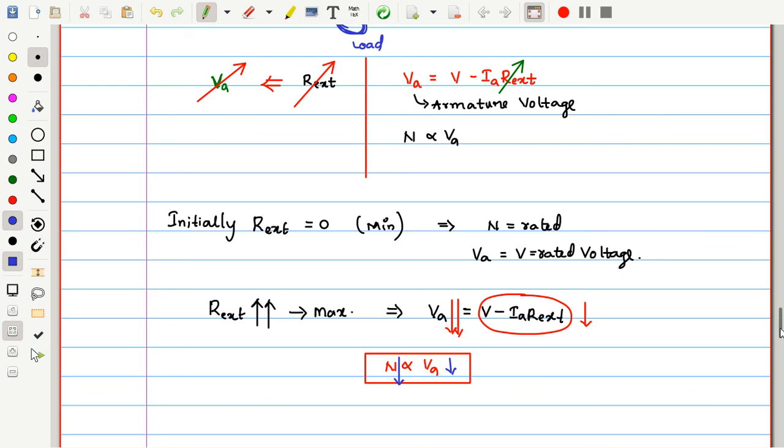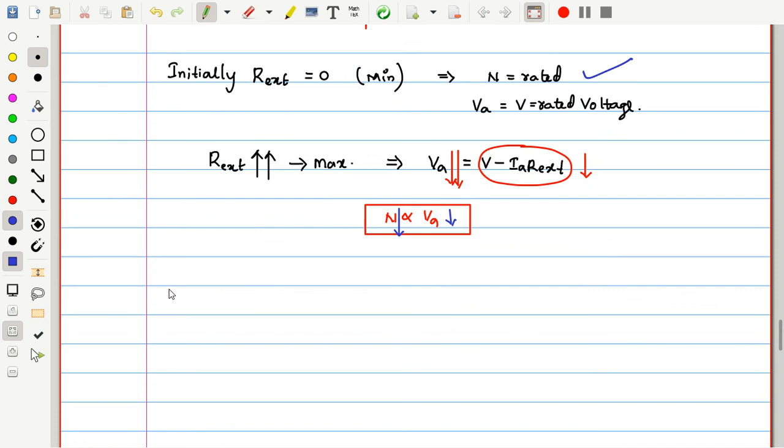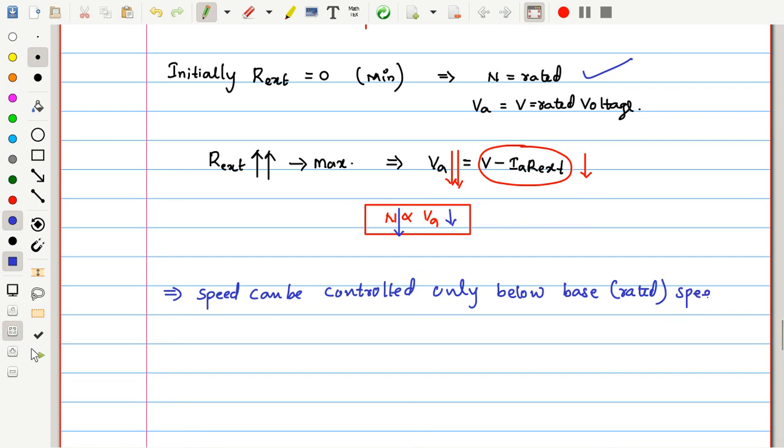Now see that. What can we do in the armature voltage control method? We can control the speed from rated speed to below, not above. See, speed is reducing here, from rated speed. So let me add this point here. In the armature control method, the speed can be controlled only below base speed or rated speed, whereas in field flux control, above base speed. These two points are very important for competitive exams. Which method is used for which purpose? So these are very important.